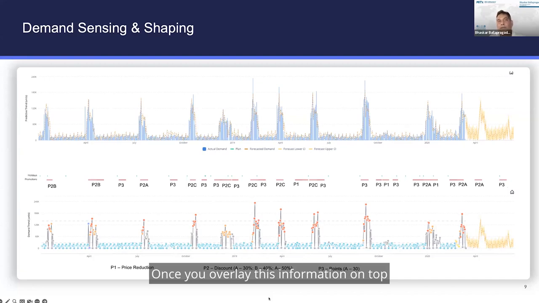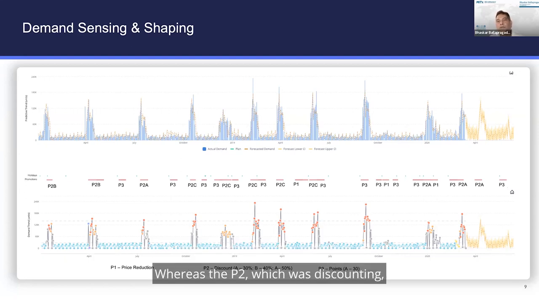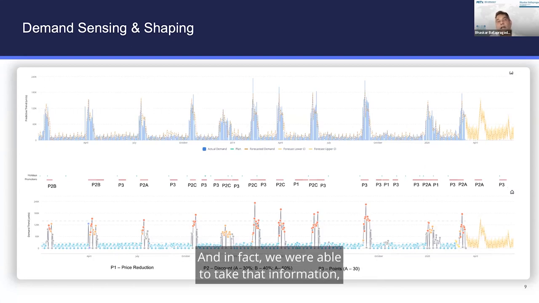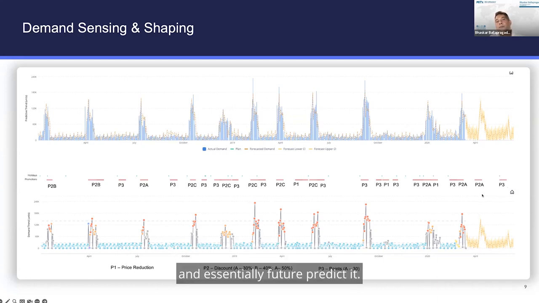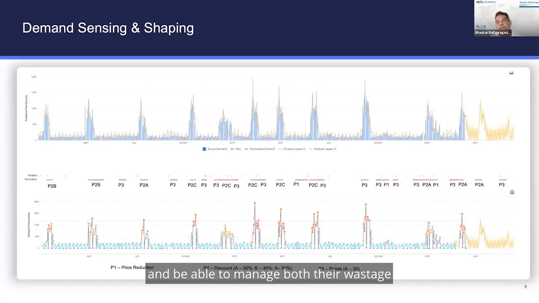Once you overlay this information on top of the demand graph or the sales graph, you see right away that both P1 and P3, which is price reduction and the points, did not have a whole lot of impact. Whereas P2, which was the discounting, had a significant impact. And in fact, the model was able to take that information and essentially predict the future. So when they realized that they were stocking up their inventory and wanted to get rid of it, they could apply those discounts. And they were able to do it for multiple SKUs and manage both their wastage as well as the inventory levels for multiple products.